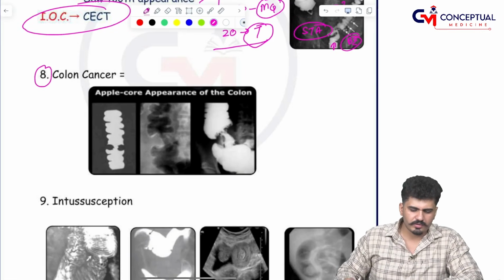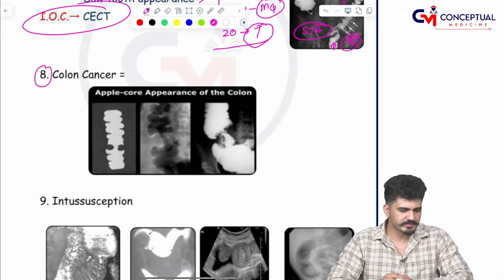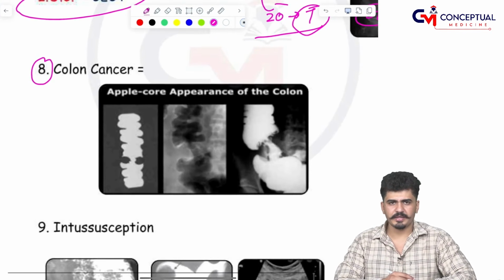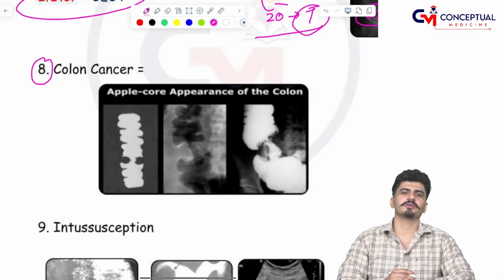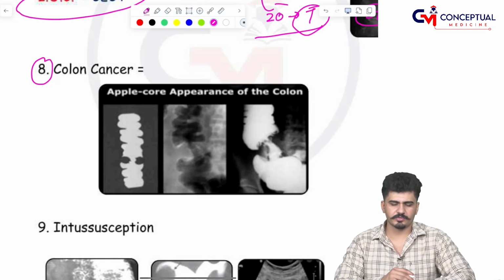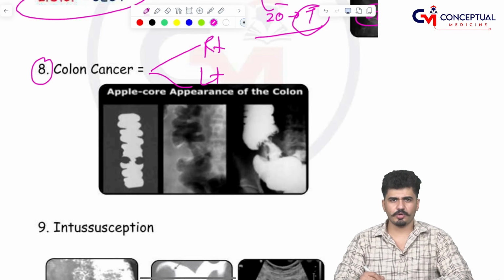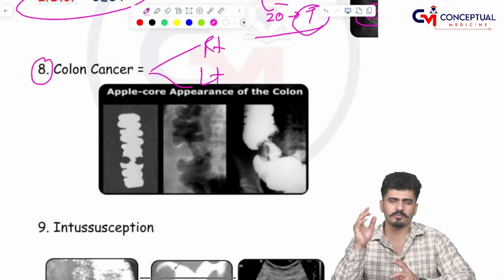Let's talk about colon cancer, my dear friends. If we talk about colon cancer, its risk factor is mostly red meat. Red meat is the mostly common cause. There is right-sided colon cancer and left-sided colon cancer. One will obstruct, one will bleed.